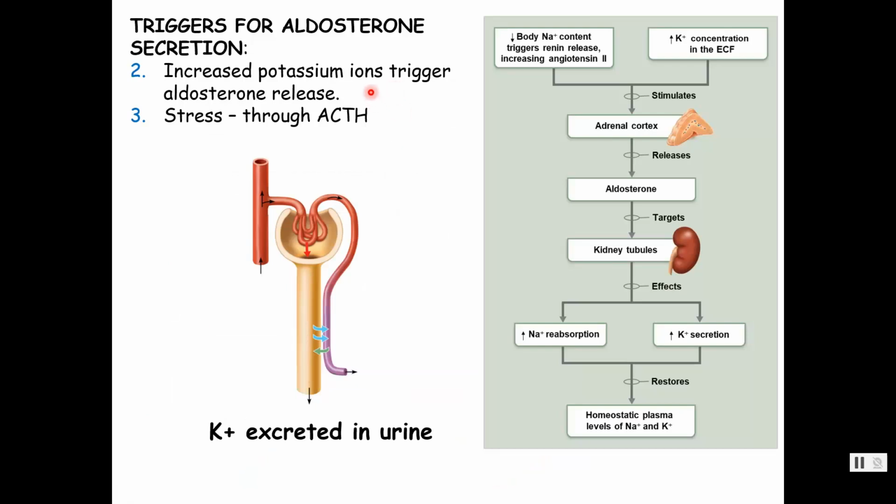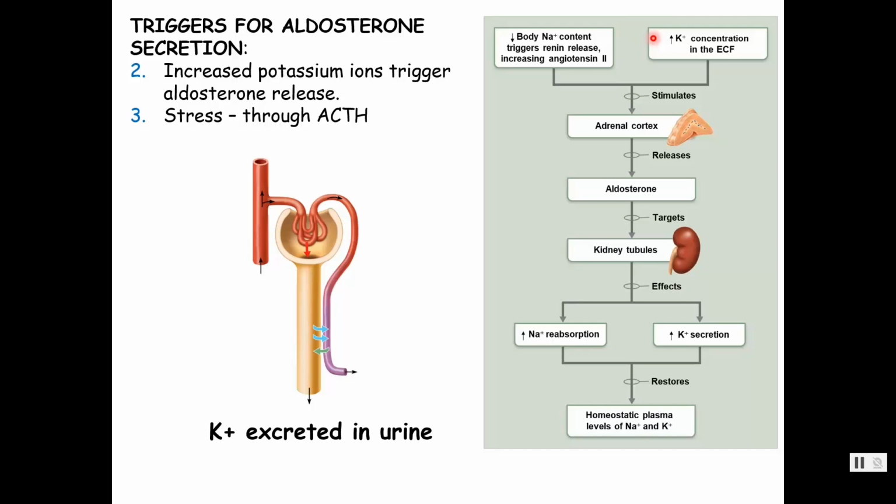The second one, this is the first time we are adding this, so this is new information. If there is an increased amount of potassium, because aldosterone controls sodium and potassium, it causes the reabsorption of sodium and the excretion of potassium. So if there is high potassium that we need to get rid of, that is going to stimulate the adrenal cortex to release aldosterone. Its target is the distal convoluted tubule and the collecting ducts. So we get that sodium reabsorption, which we've talked about, but we also get that potassium secretion. So we're just adding that extra little piece in for you. And so we can get rid of our excess potassium. And so that's going to restore homeostatic plasma levels of both sodium and potassium. So that potassium gets excreted in the urine.